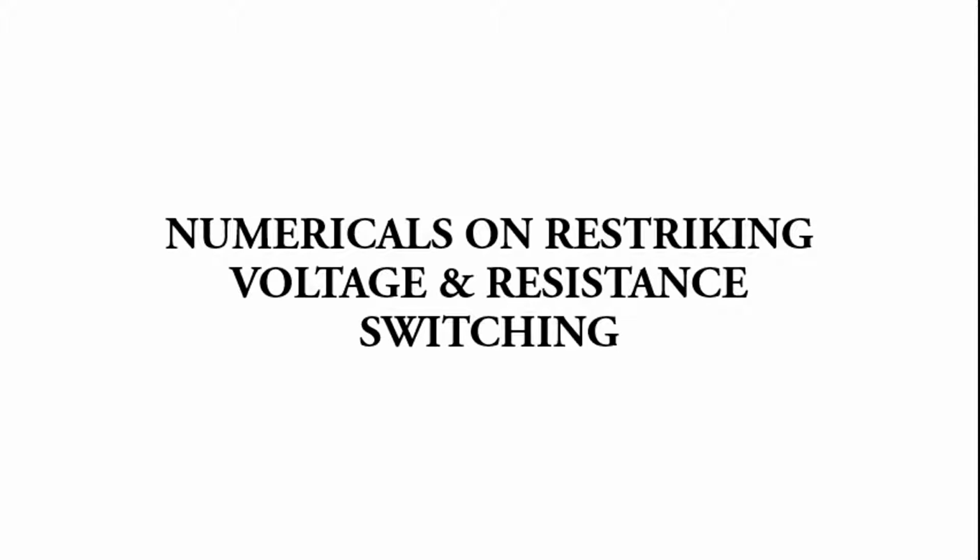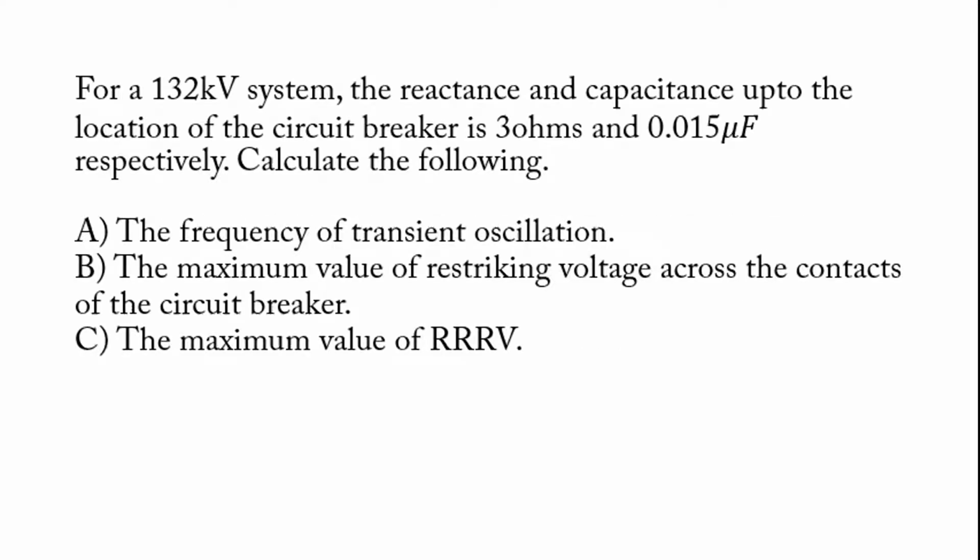Welcome all. In this video, let us see how to obtain the restriking voltage from the given line voltage and the system parameters. The question is, for a 132 kV system, the reactance and the capacitance up to the location of the circuit breaker is 3 ohms and 0.015 microfarad.